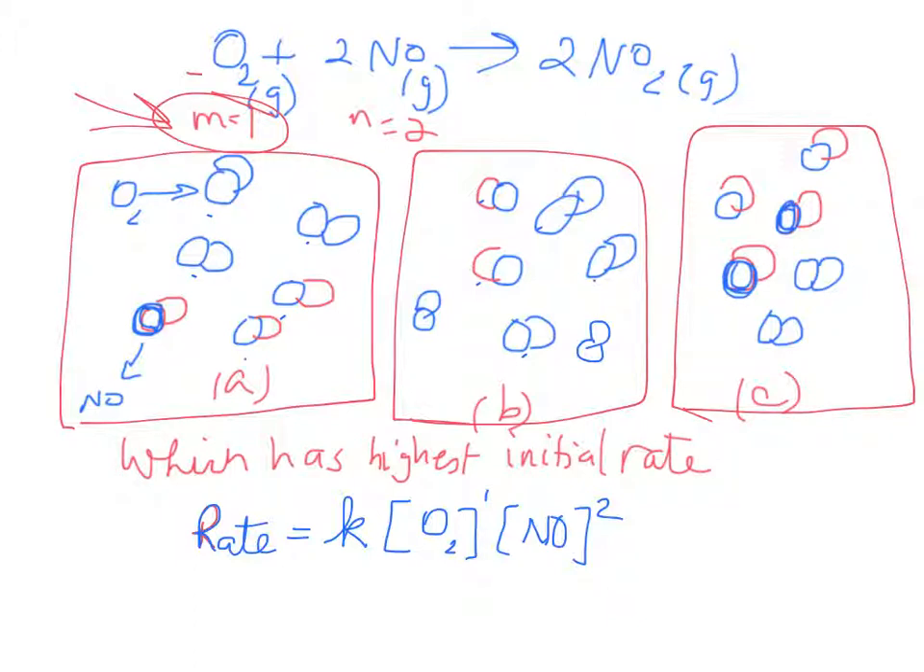In case of A, you have those in the ratio 1 to 1. In case of B, you have more of the oxygen gas: 4 of oxygen and 2 of nitrogen monoxide. And in case of C, you have greater concentration of NO. Now realize, since the order with respect to NO is 2, that basically means that if you have a greater concentration there, the effect is going to be larger on the rate. So in this case, you can envision that C is the one that's going to have the maximum initial rate.